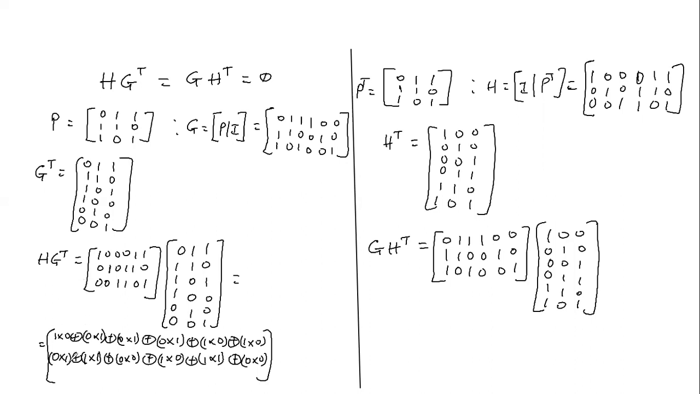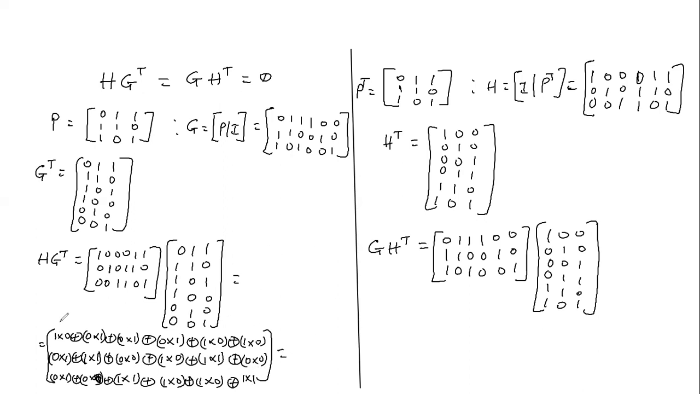Then this one now is 0 times 1, plus 0 times 0, plus 1 times 1, plus 1 times 0, plus 1 times 0, plus 1 times 1.